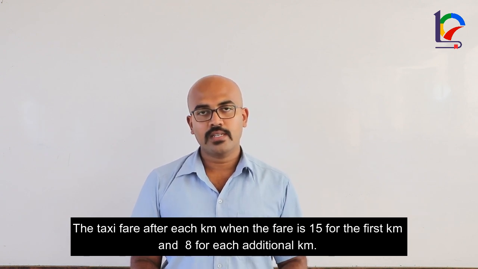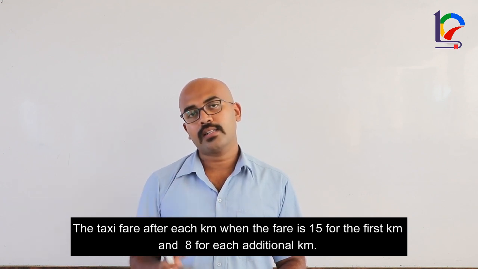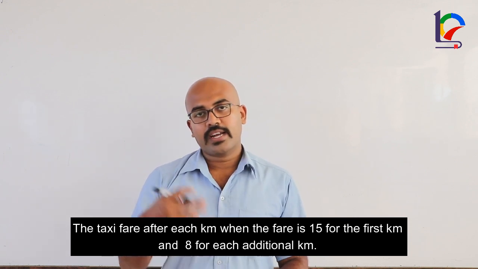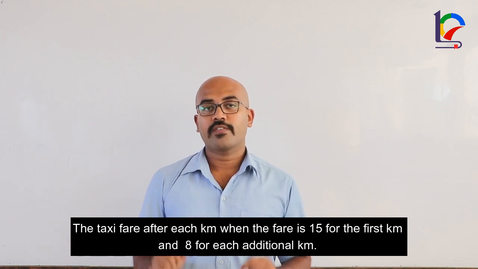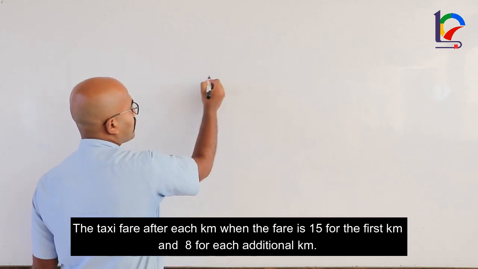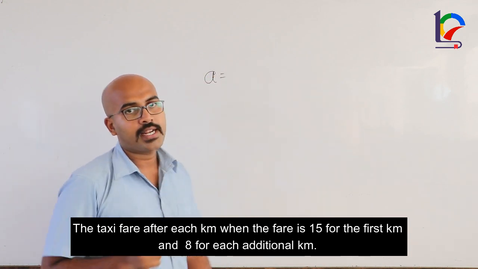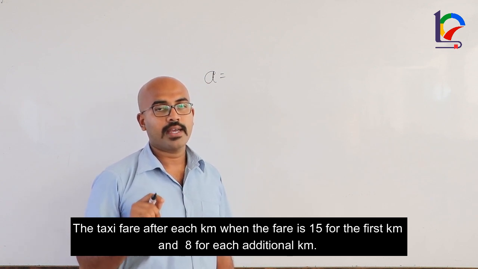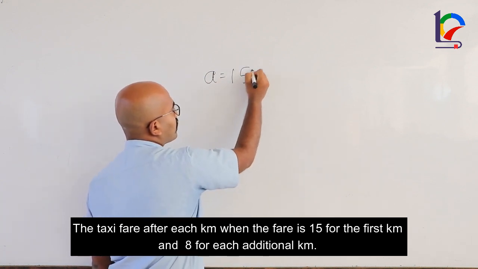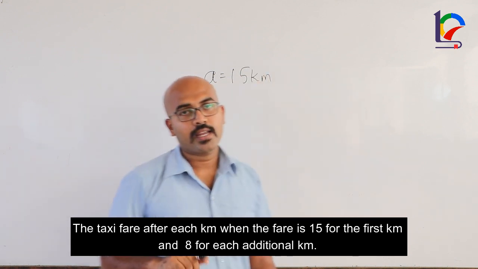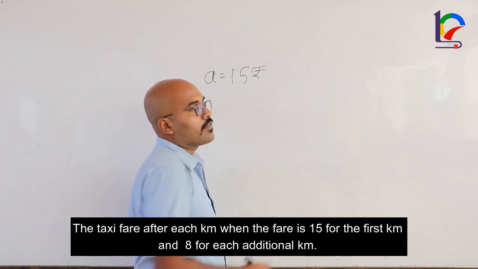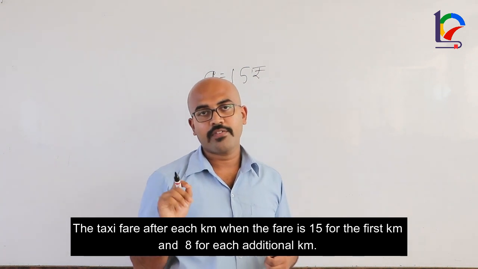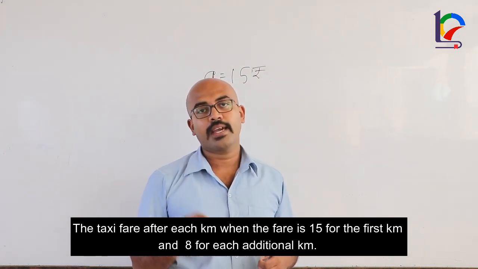So for the first kilometer it is 15 rupees, and for the distance you travel after that, for each kilometer you need to pay 8 rupees. Here A is usually denoted as the first term. So here A is 15 rupees. For the first kilometer you are paying 15 rupees. For the additional kilometers you will be paying 8 rupees.